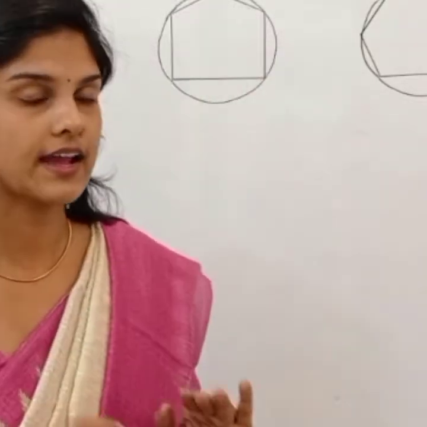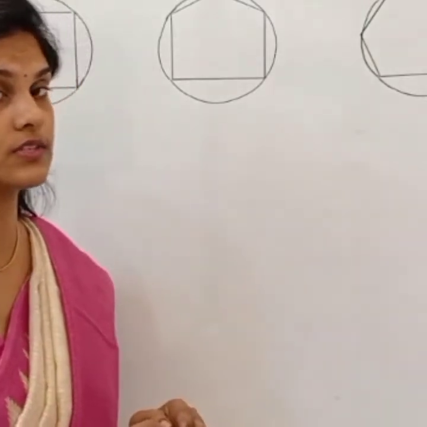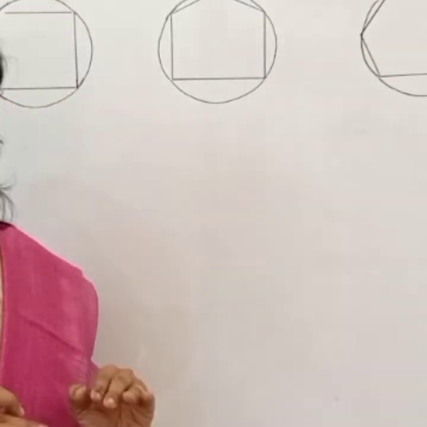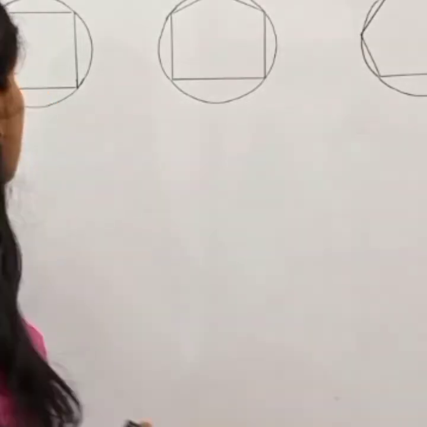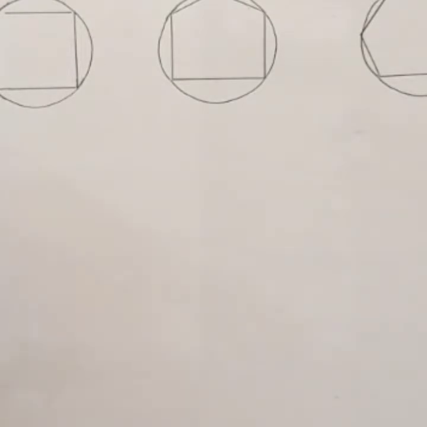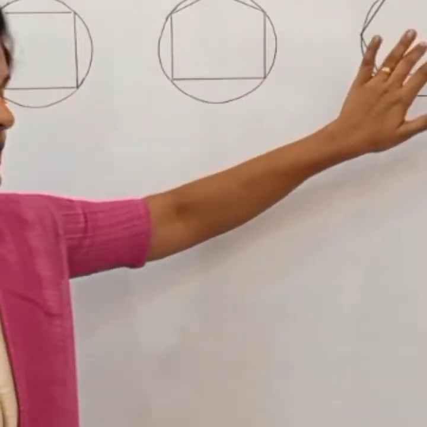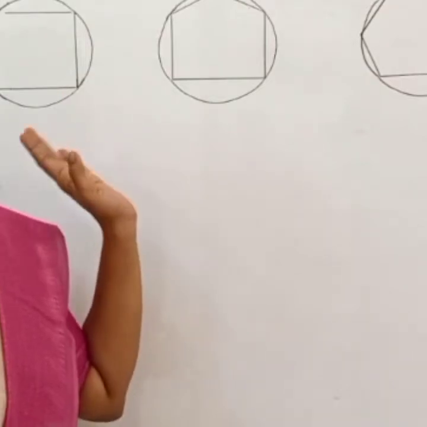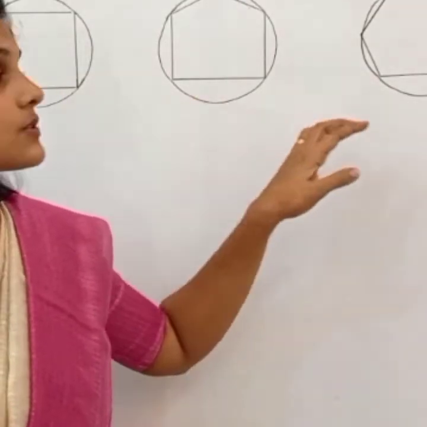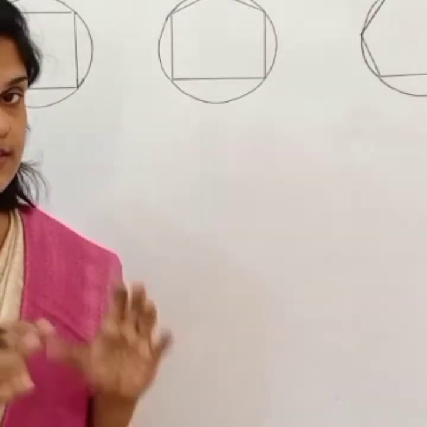Now from the video, we are able to clearly understand, right, that as the number of sides of a polygon increases, it becomes closer and closer to a circle. So the polygon's area will also become closer and closer to the area of the circle, like this, right? As the number of sides of the polygon inscribed in a circle increases, the area of the polygon also becomes closer and closer to the area of the circle.